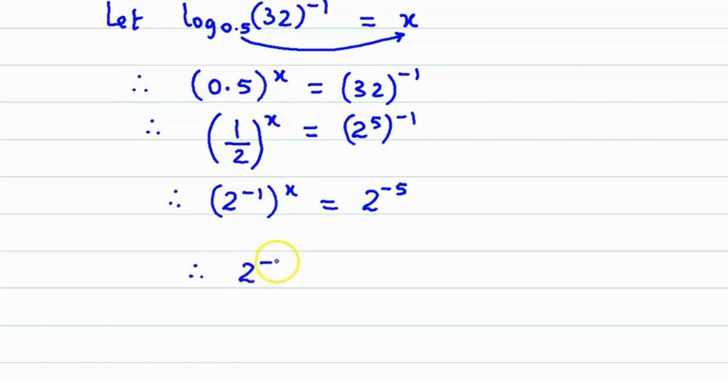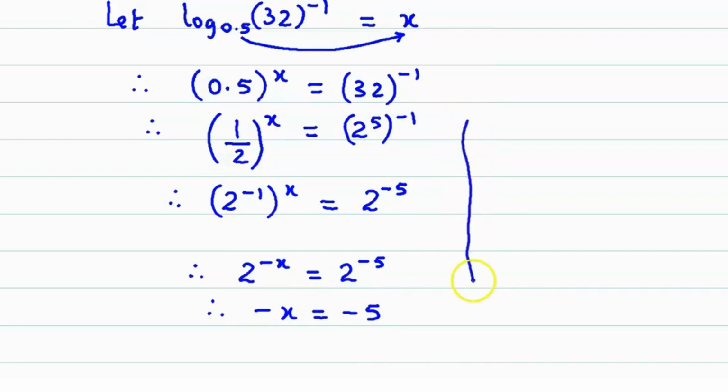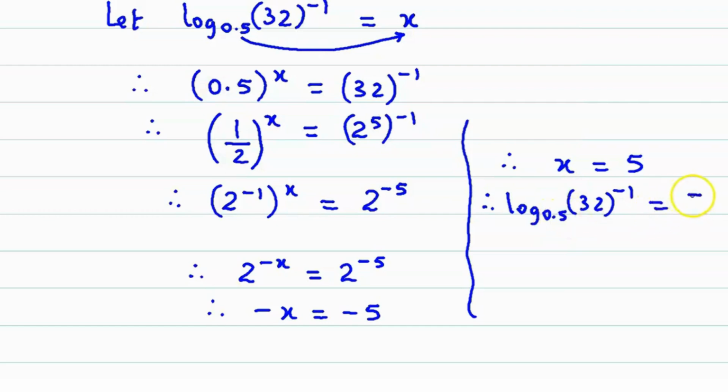So therefore 2 raised to -x is equal to 2 raised to -5. बेस सेम है तो हम पावर्स को इक्वेट कर देते हैं. So -x is equal to -5. तो यहाँ से हमें मिलेगा x is equal to 5. So therefore we could say log of 32 raised to -1 to the base 0.5 is equal to 5.